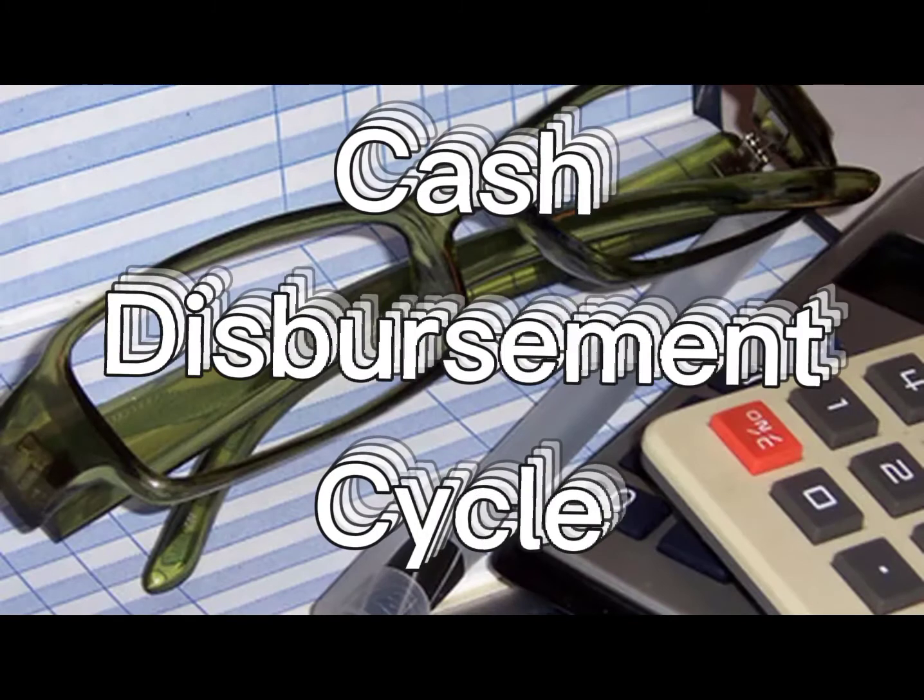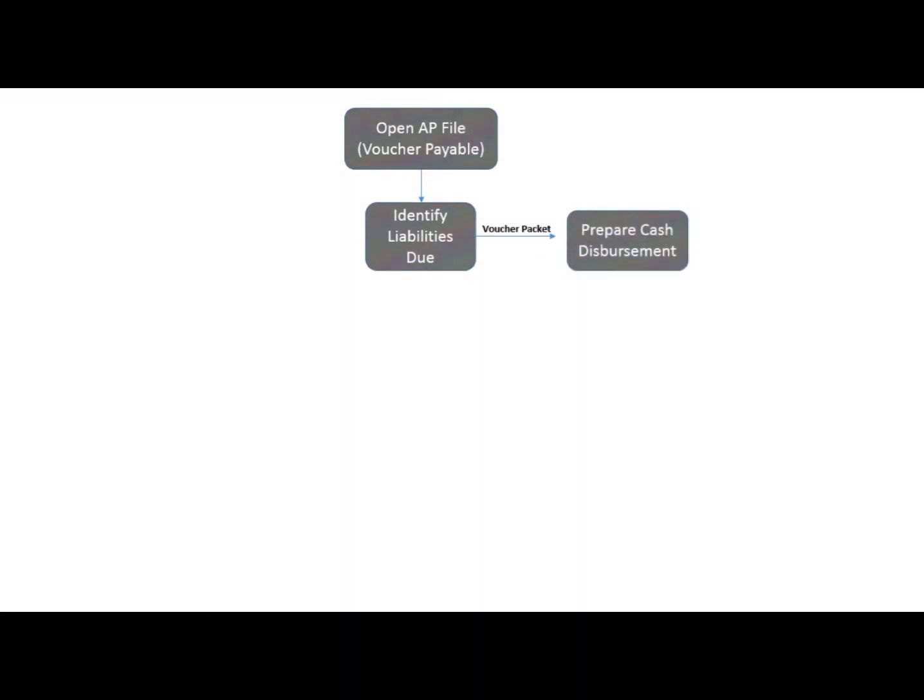Cash disbursement cycle. To start the cycle, the AP department starts the cash disbursement procedure by identifying things that are past due. Then, the AP function checks the open AP file or vouchers payable file for such items and communicates payment permission to the cash disbursement department in the form of a voucher packet, the voucher and/or supporting documents.